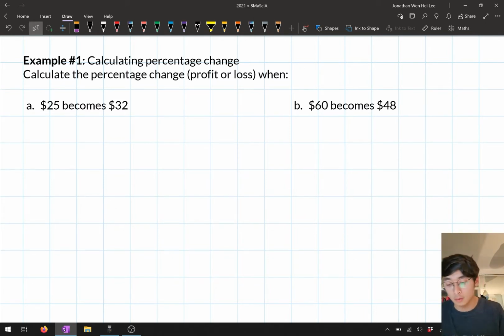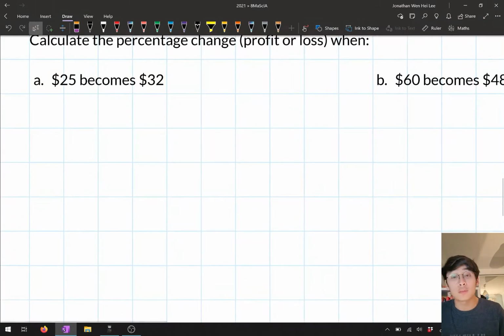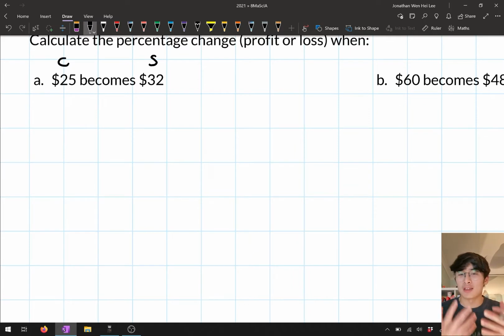So let's have a look at the first one. If $25 became $32, you're starting off with $25 and then it suddenly becomes $32. Have we made a profit or have we made a loss? Well, let's imagine that the original is our cost price and the final is our selling price. Because we're selling it at a higher price than the cost price, that means we've made a profit. So this is an example of a profit.